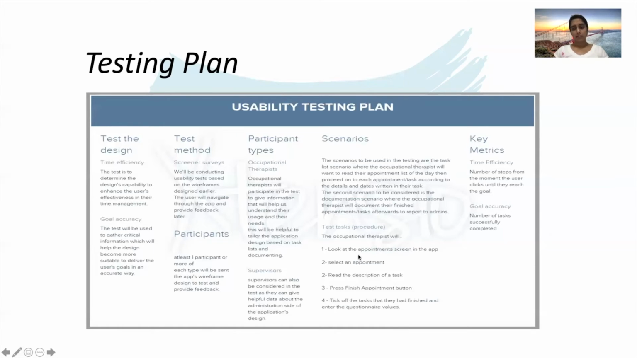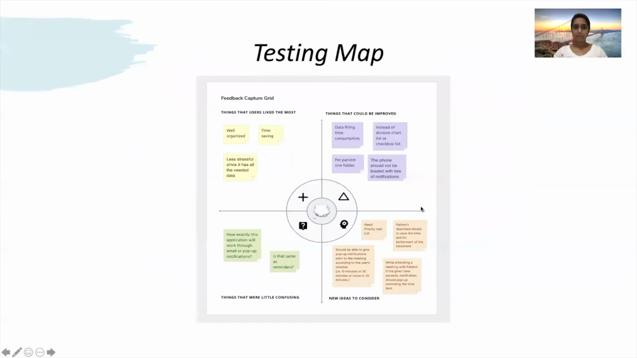Scenario. So we explained how our first, second, and third page is going to work if it was a real-time application, and then we drew the feedback. So this was a testing map. The good comments we got was the app so far was well organized, time saving, and it was less stressful because we had covered all the details.